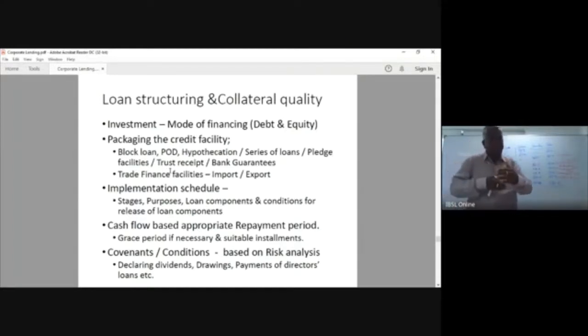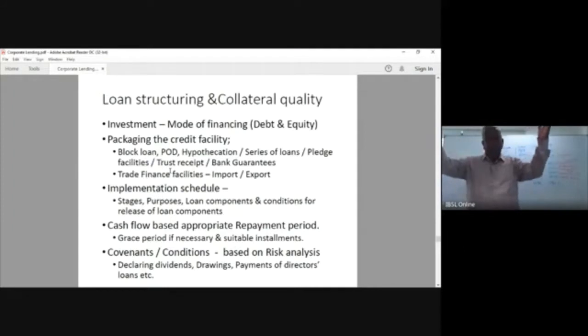So those conditions you also have to see before one item is completed, and depending on the industry and the nature of the business and everything, you must put the condition for the release of loan. Then cash flow based appropriate repayment period. So for these facilities, how is the repayment? Based on the cash flow.